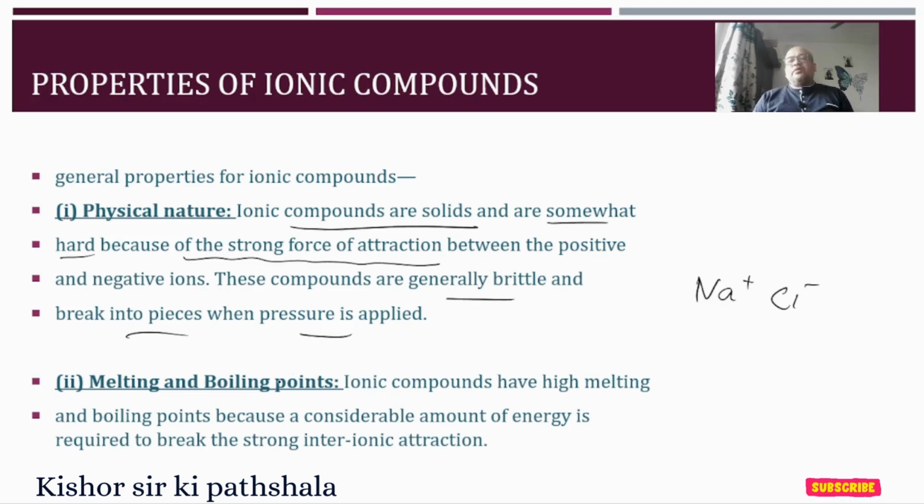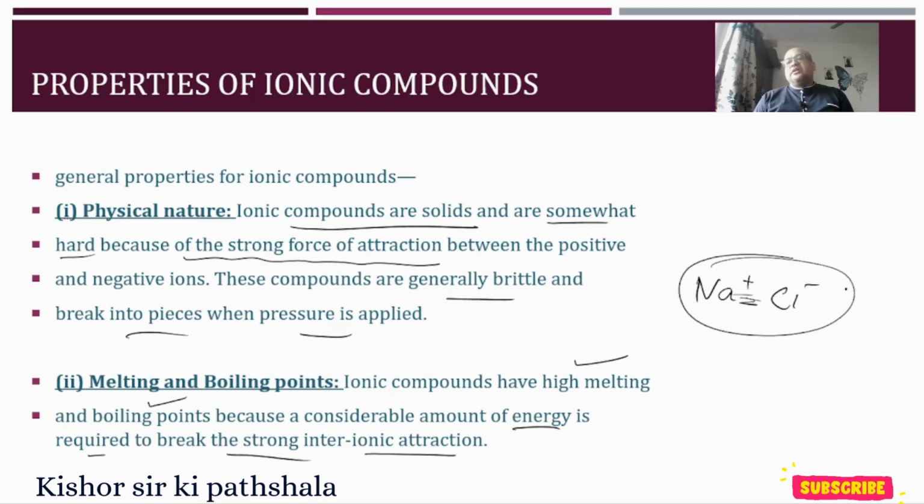Right. Now let's talk about the melting point and the boiling point of the ionic compounds. Ionic compounds have high melting and boiling points, because a considerable amount of energy is required to break the strong interionic attraction. It requires a lot of energy to break. So that's the reason the melting point and the boiling point of these ionic compounds are higher.